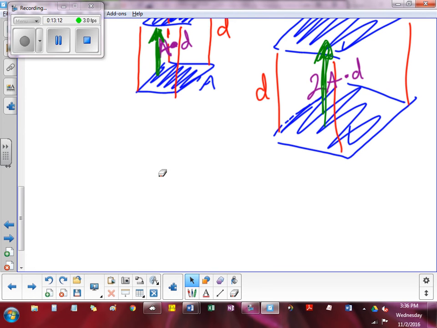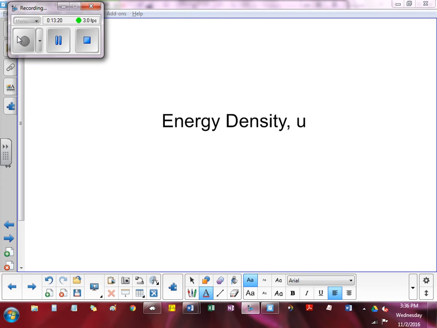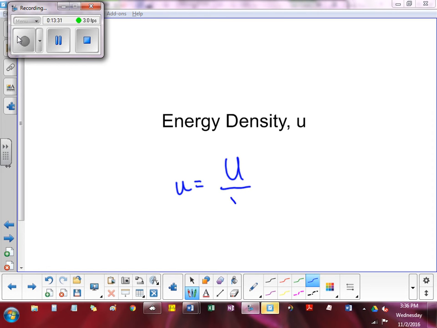And now let's talk about energy density. In our textbook, energy density is defined as lowercase u. And of course, like any density, it's just quantity over amount of space required. So it would be U divided by volume. Okay, so this is kind of confusing. I better go ahead and put V for volume, not V for voltage. But it's basically potential energy divided by volume. Brand new concept.